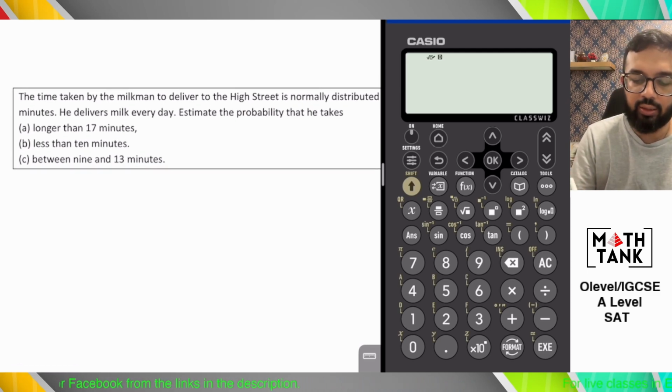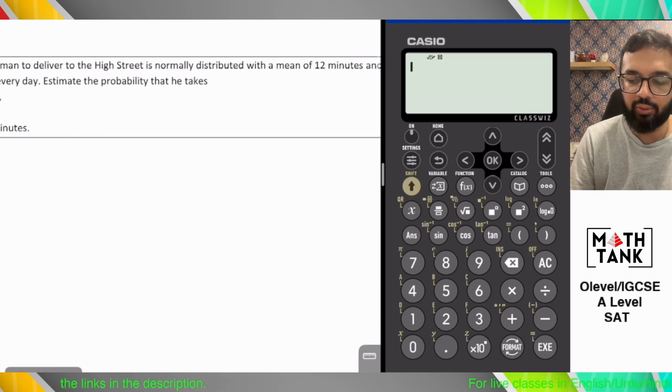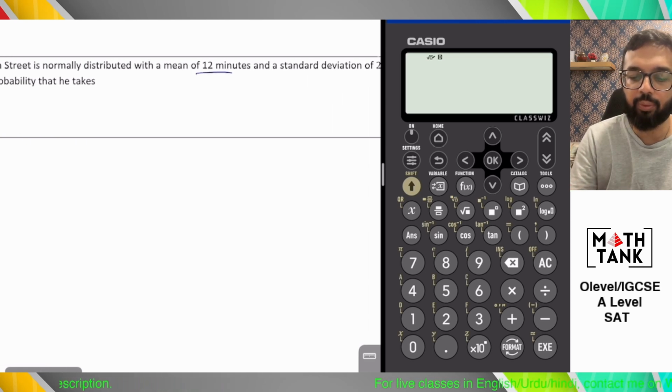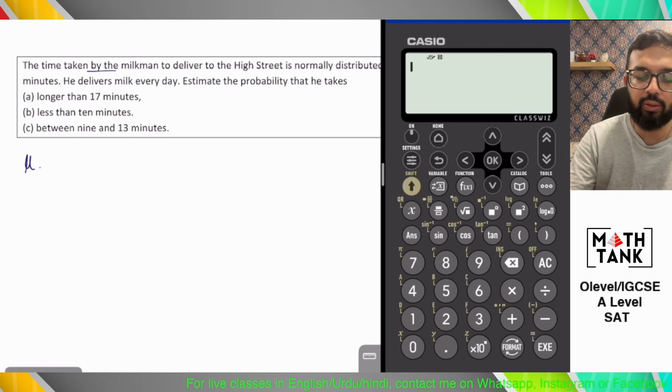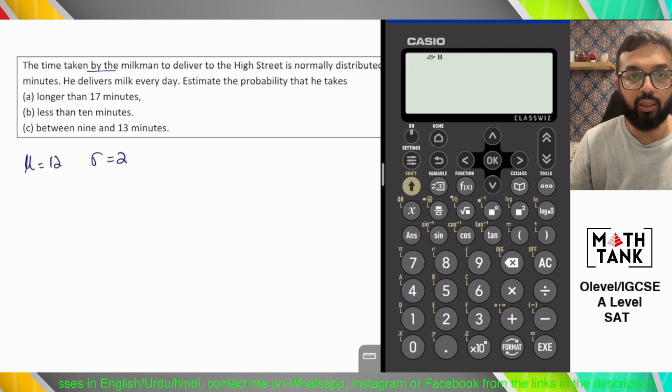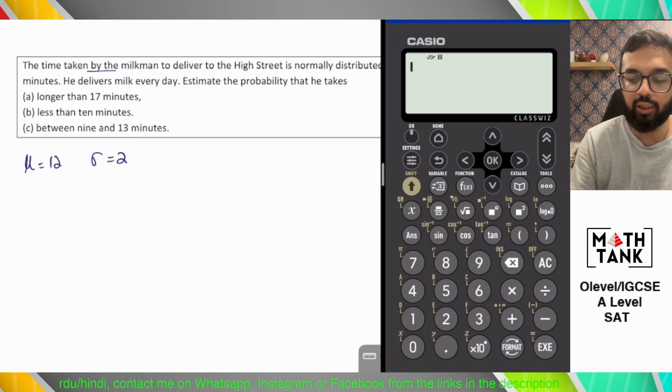Okay, this question says the time taken by the milkman to deliver to the high street is normally distributed with a mean of 12 and a standard deviation of 2. That means that mu is 12 and standard deviation is 2. Okay, he delivers milk every day. Estimate the probability that he takes longer than 17 minutes.